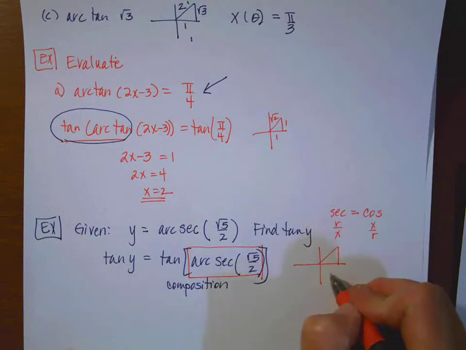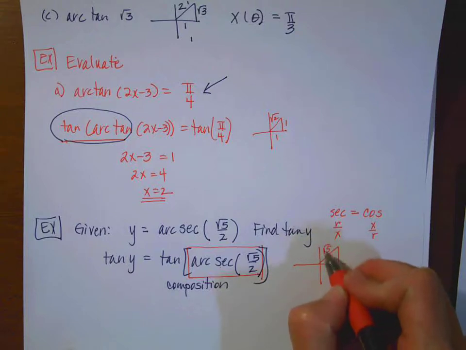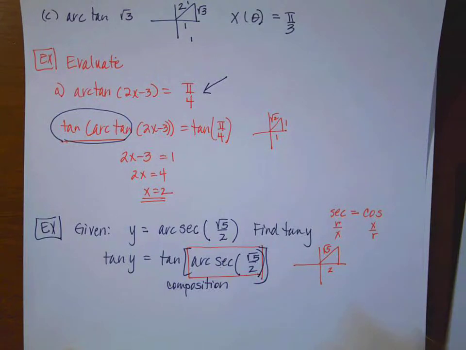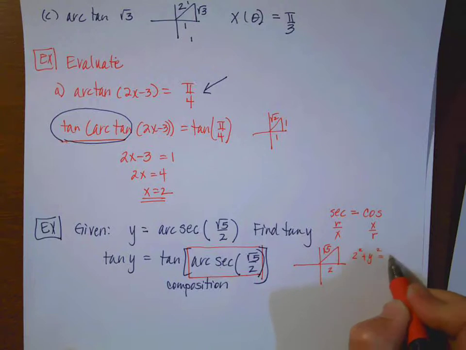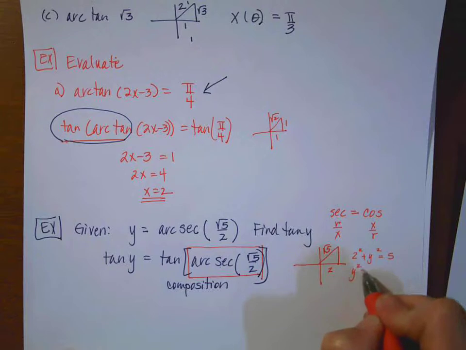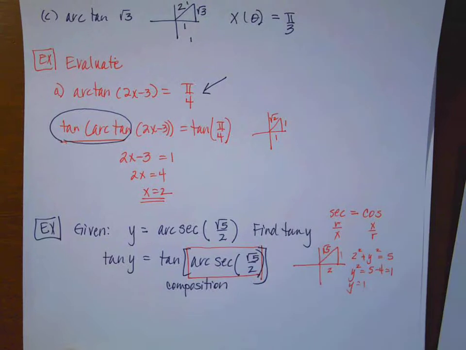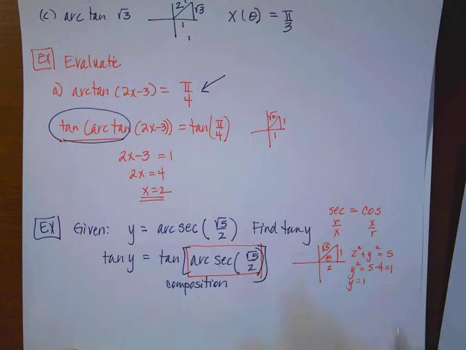So cosine is positive in the first quadrant, which means that secant is the radius, so this is radical 5 over x, this is 2. And if I do my Pythagorean theorem, 2 squared plus y squared is equal to 5, because radical 5 squared is 5, then I get y squared is equal to 5 minus 4, which is 1, so y is 1, so that little guy is 1.